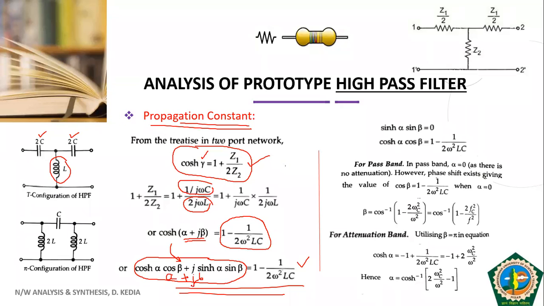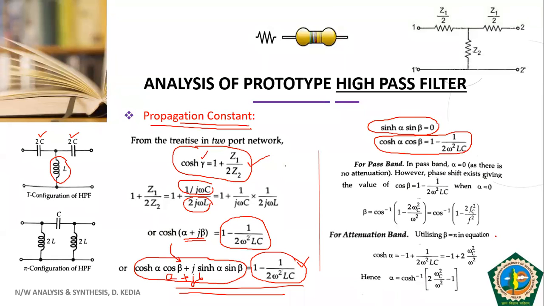Whereas on the right hand side, we have only the real value. There is no j component or imaginary value. So what does it mean? That this j part is 0. So it means sine hyperbolic alpha sine beta comes out to be 0. And this real part is equal to this one. This is what we have shown here.